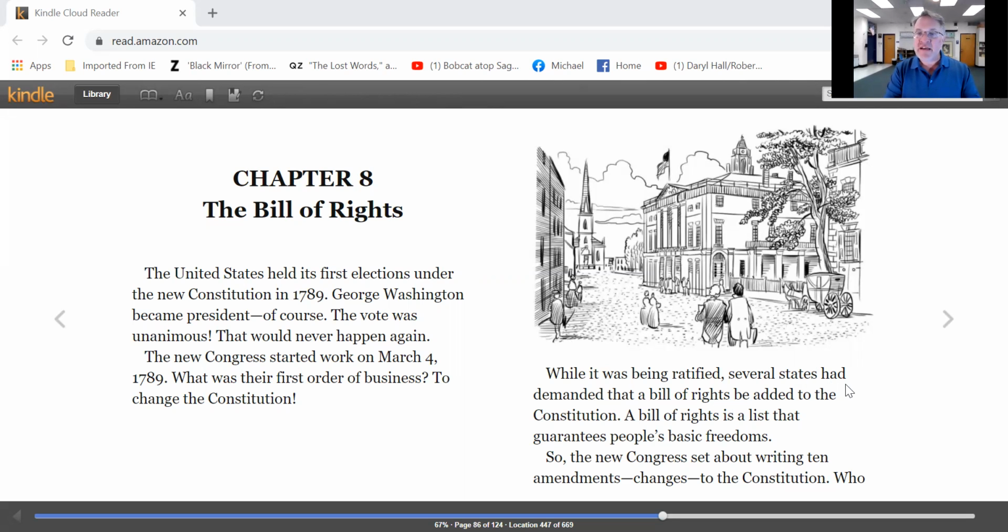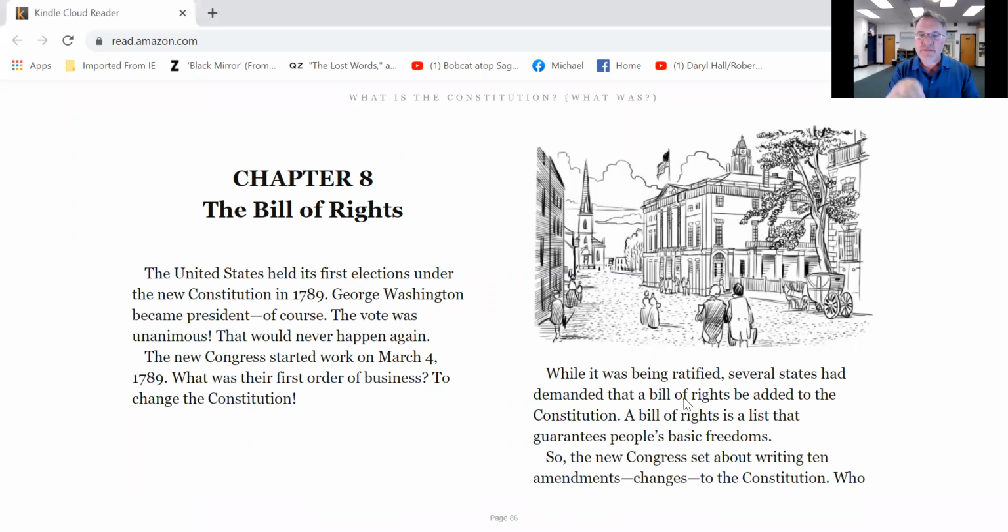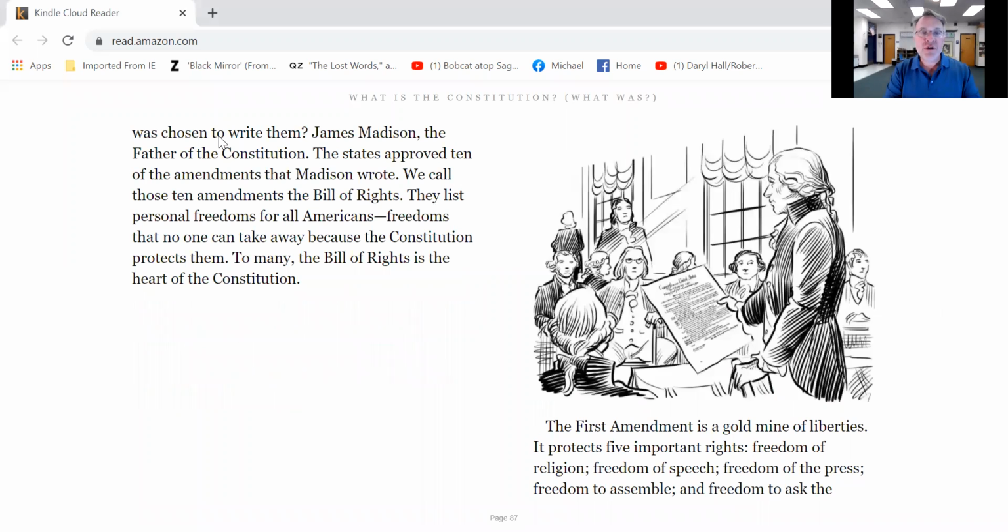While it was being ratified, several states had demanded that a Bill of Rights be added to the Constitution. A Bill of Rights is a list that guarantees people's basic freedoms. So the new Congress set about writing 10 amendments, changes to the Constitution. Who was chosen to write them? James Madison, the father of the Constitution. The states approved 10 of the amendments that Madison wrote. We call those 10 amendments the Bill of Rights. They list personal freedoms for all Americans, freedoms that no one can take away because the Constitution protects them. To many, the Bill of Rights is the heart of the Constitution.